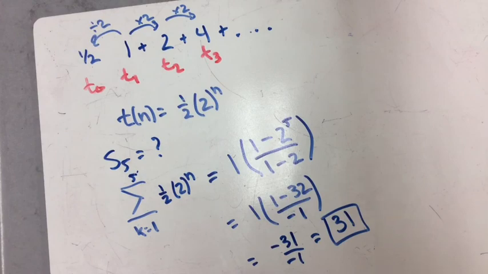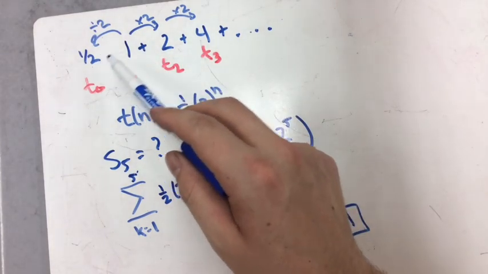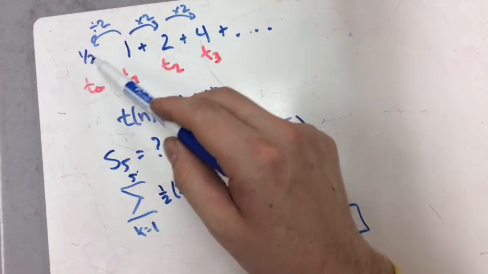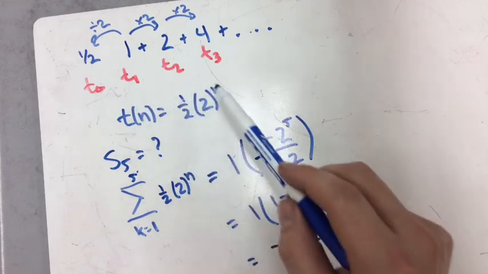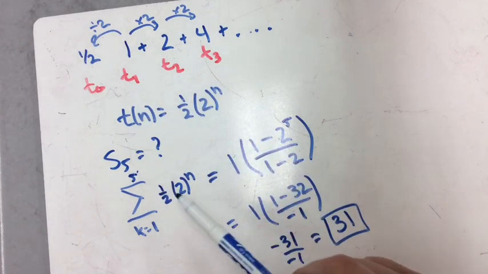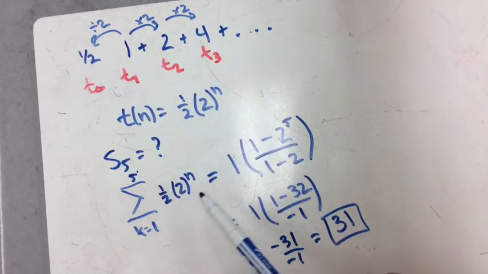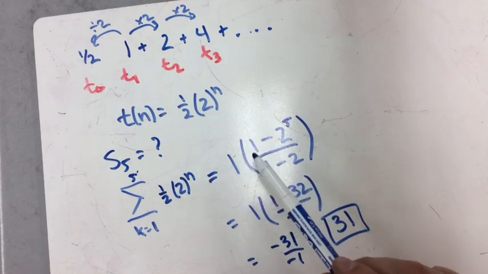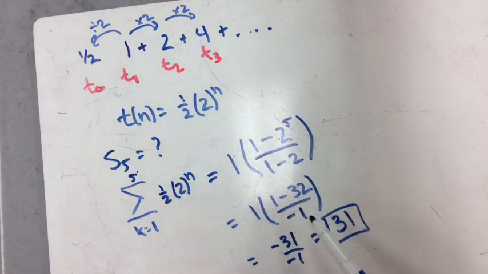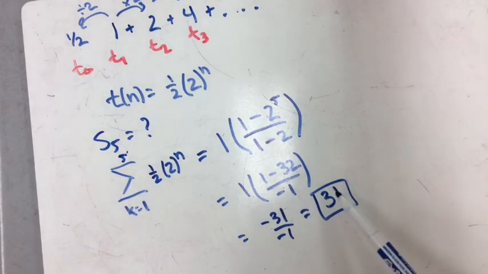Again, how I did this is I used what I know about sequences to find the 0th term. This allowed me to make an equation. And then I could put it into sigma notation and apply the geometric formula. And then it's just arithmetic from there. And we get 31 as the answer.